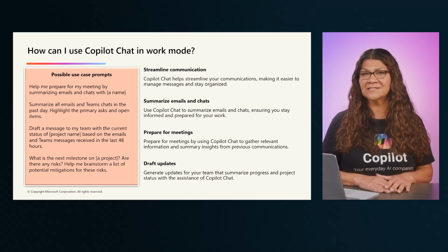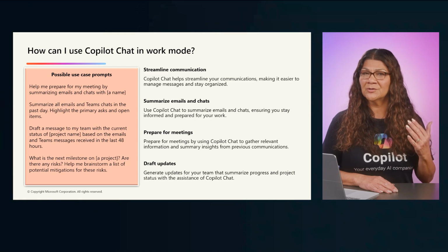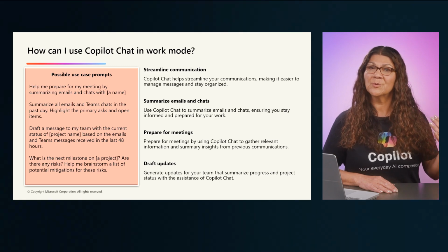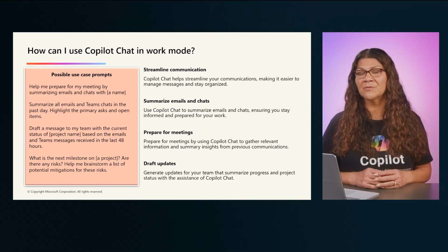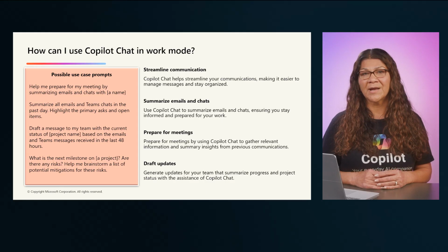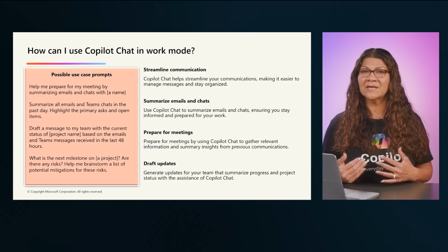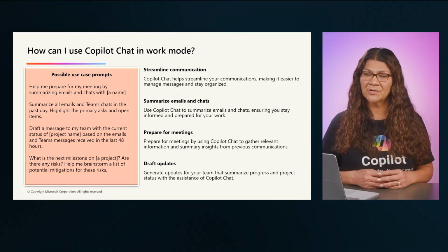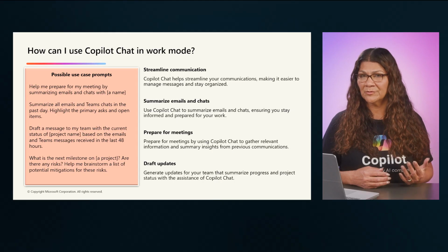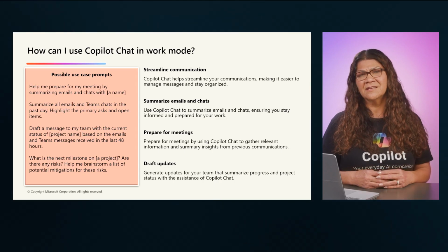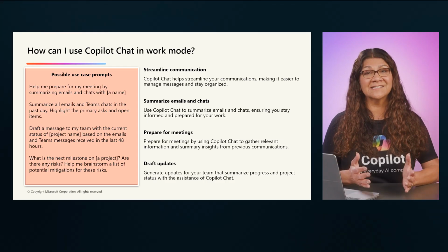So a best practice to keep in mind is to be as specific with your prompts as possible. Include people, timeframes, projects by name. All are going to help Copilot retrieve the most relevant signals through Microsoft Graph. On the right, the slide breaks down 4 key benefits: streamlined communication, email and chat summarization, meeting preparation, and draft updates. These functions make Copilot an everyday productivity accelerator.